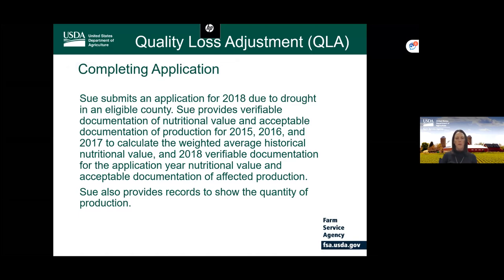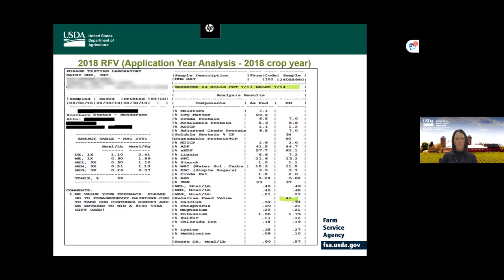2018 verifiable documentation for the application year, nutritional value, and acceptable documentation of effective production was also supplied. So here's some examples of what they provided for production or for quality evidence. So this is from a forage testing lab from Dairy One. It shows a relative feed value of 41.